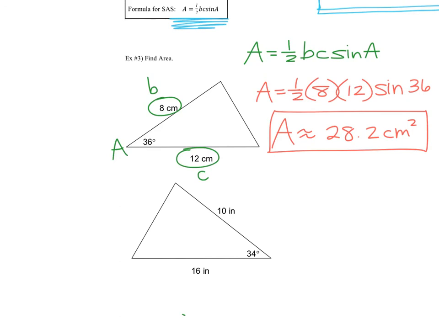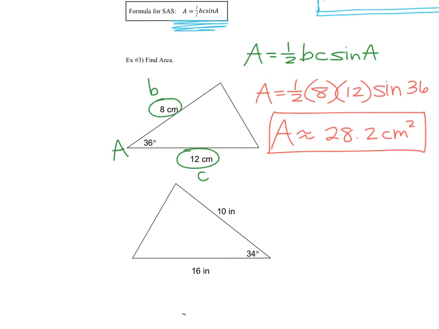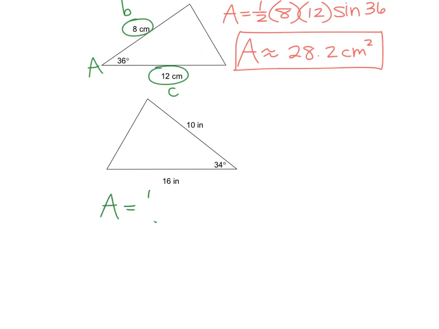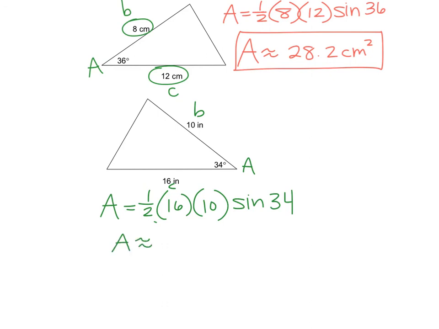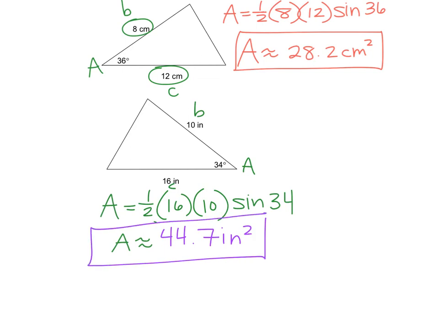Isn't that lovely? You have this formula, you plug it into the formula. How would you do the second one then? Area equals 1/2 times what? Times 16 times 10, so times the two sides, times sine 34. Okay, you literally are just taking B, C, and A and plugging them in. What do you get? 44.7 square inches. Okay, 1/2 BC sine A. It's beautiful. Any questions on that?